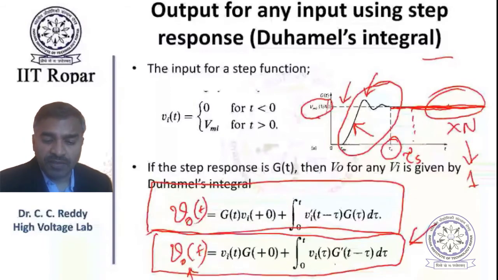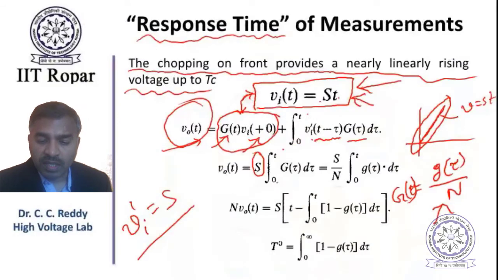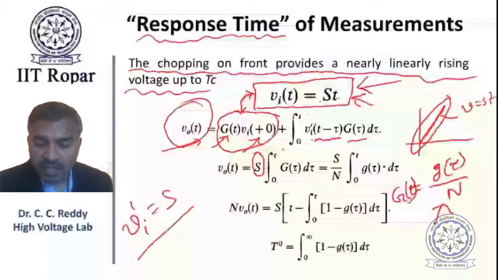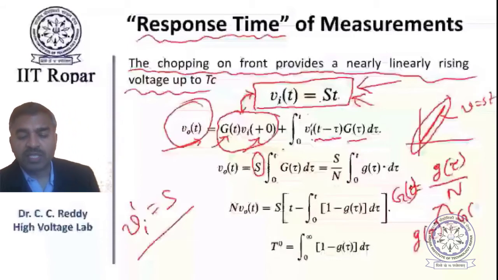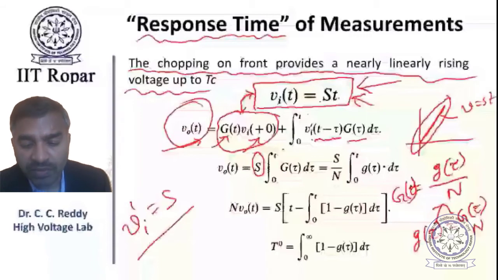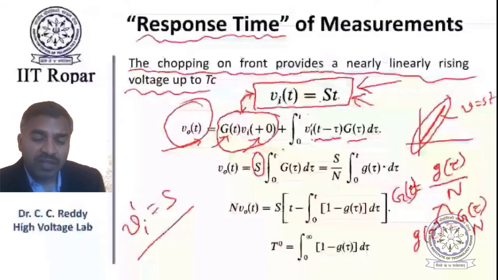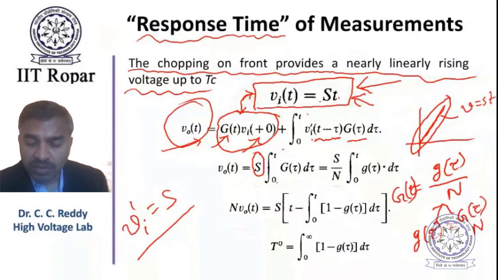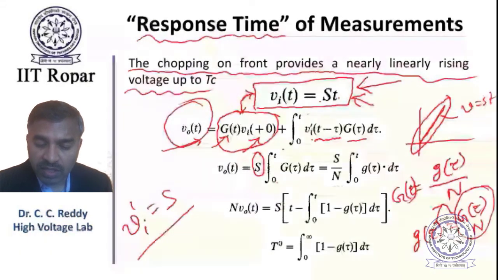So my capital G of t now is defined as small g of t by n, or small g of t is capital G of t into n, because you observe that capital G of t is smaller. Its steady state value is not unity, it is very much less than unity. You are observing at the divider range on the oscilloscope, so it is a very small quantity. So you have to multiply it with n to make the steady state value unity. So this is how it is made.